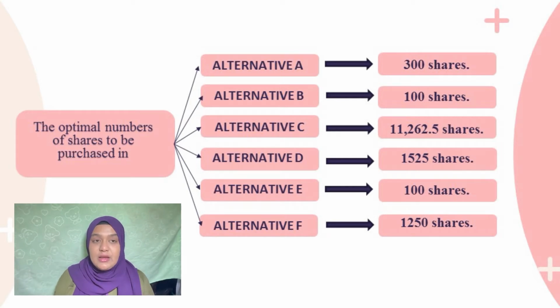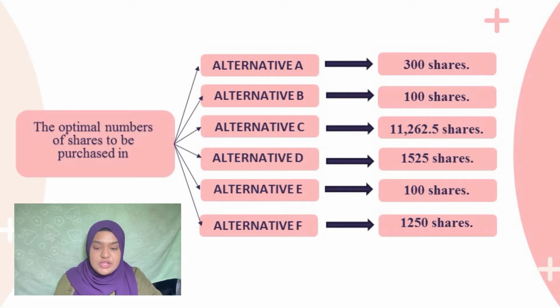Okay, so the next one is the optimal number of shares to be purchased in each variable, which is the first one, alternative A. The optimal number of shares to be purchased in alternative A is 300 shares, and alternative B is 100 shares. Alternative C is 11,262.5 shares, and alternative D is 1,525 shares, and alternative E is 100 shares, and the last one, the optimal number of shares to be purchased in alternative F, is 1,250 shares.